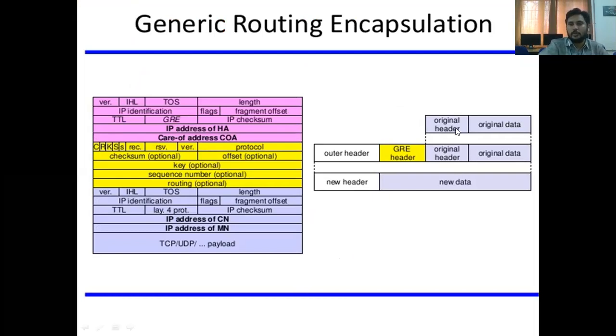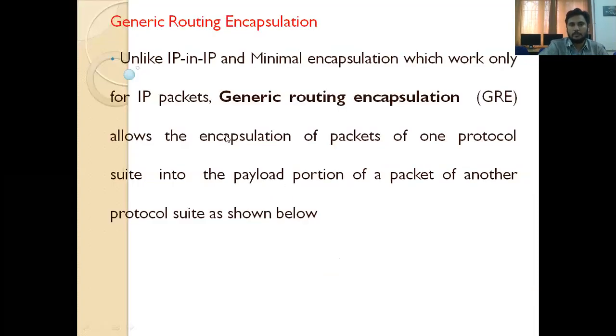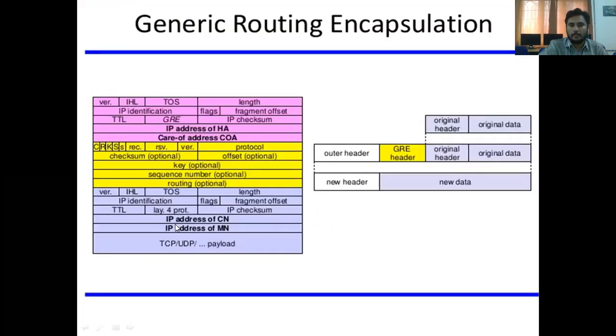Here we have the original header, original data, and the new data. This one is the GRE header, this is the outer header and the new header. So generic routing encapsulation allows the encapsulation of packets of one protocol suite into the payload portion of a packet of another protocol. Like this, this is the payload suite.